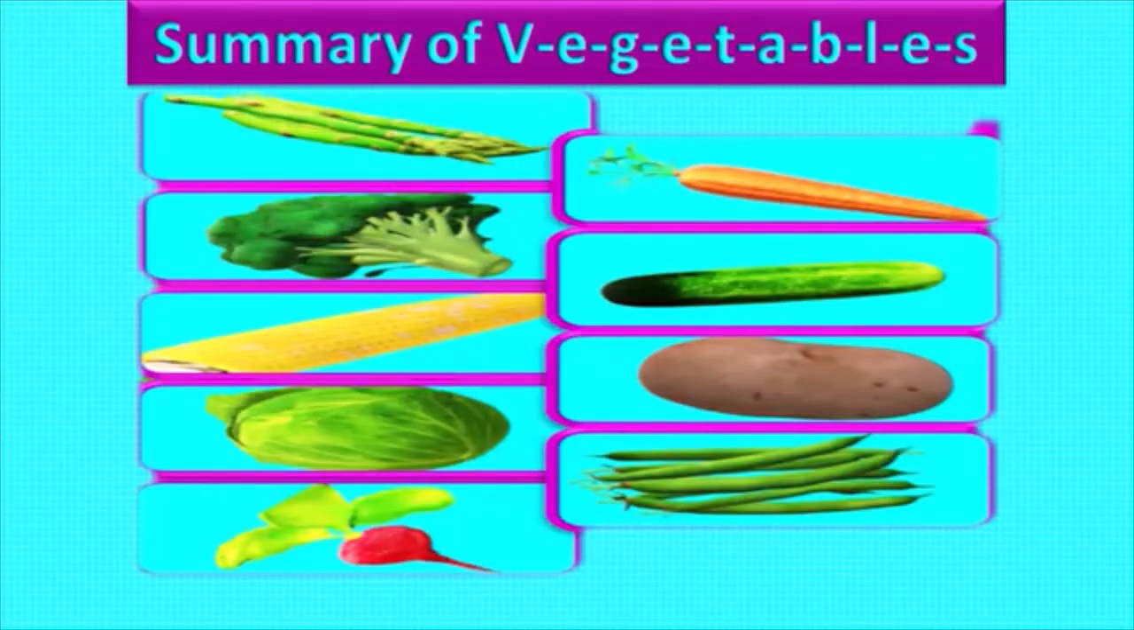We have learned all these vegetables: asparagus, broccoli, corn, cabbage, beetroot, carrot, cucumber, potato, and peas.